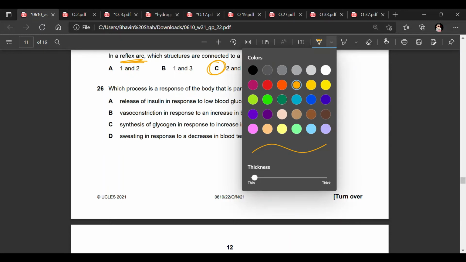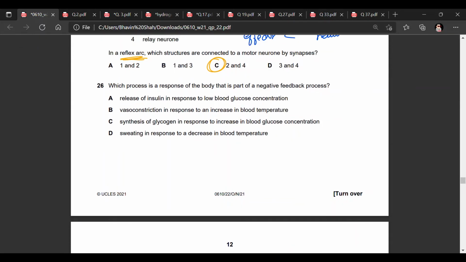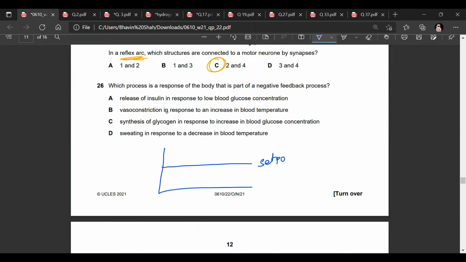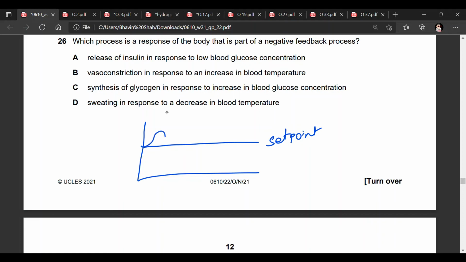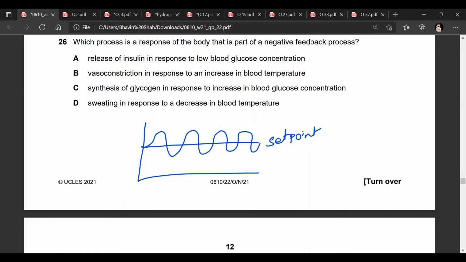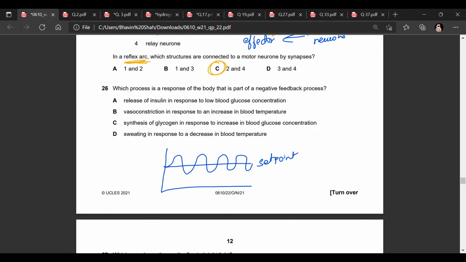Okay. Moving ahead again, we are looking at the 26th. Which process is a response of the body that is a part of the negative feedback process? Now, what are we looking at about the negative feedback process? The body always tries to maintain something which is called a set point. Any deviation from the set point, a little bit here and there, the body can adjust. But if there are more changes, the body will require help. So how do these changes go about? This is done by the process of negative feedback, the action to bring back to its original position. So which process is a response of the body that is part of negative feedback?